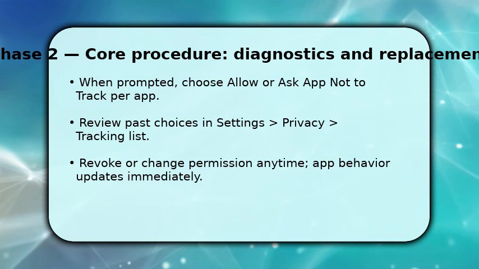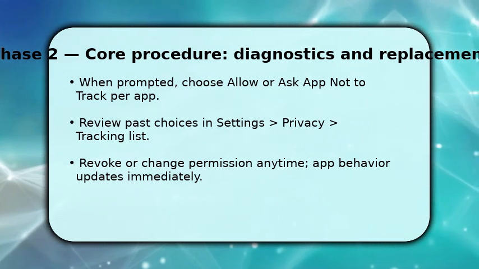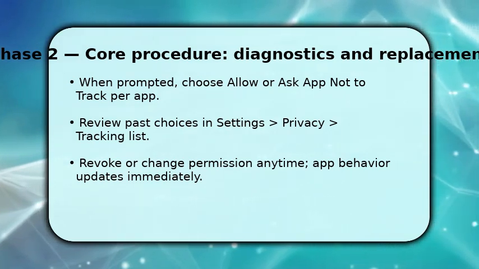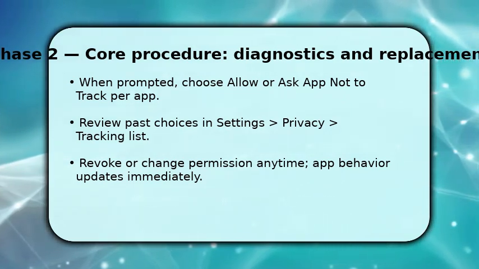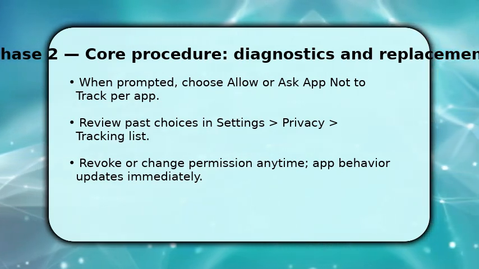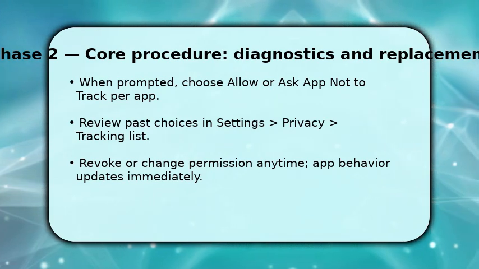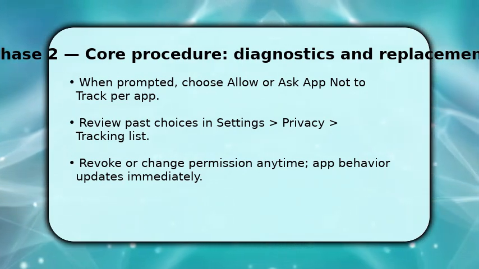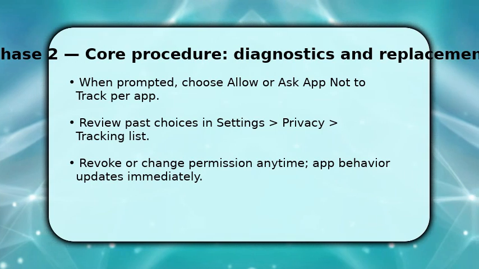Once you've made choices, return to Settings, Privacy, Tracking to view apps that requested permission and their current status. If a decision changes, toggle an app's permission or globally disable requests, and the app's behavior updates immediately. This lets you refine tracking access as you learn what each app does.